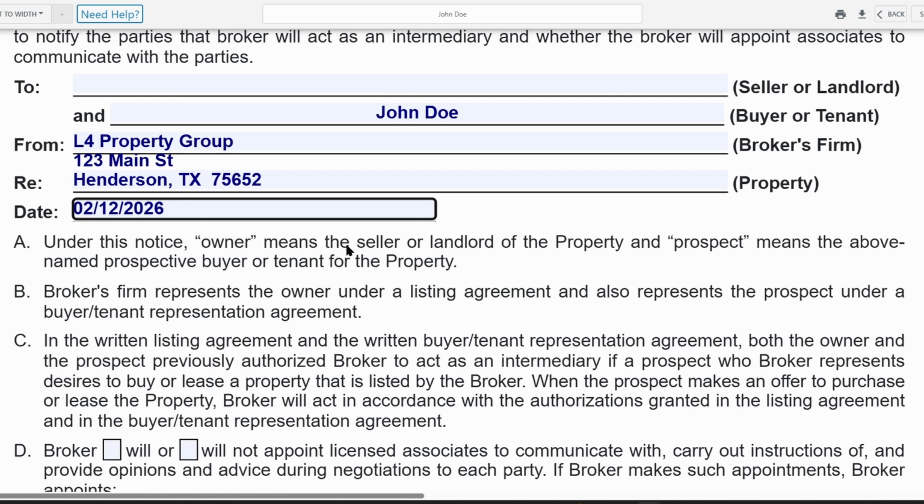Under this notice, owner means the seller or landlord of the property, and prospect means the above named prospective buyer or tenant.